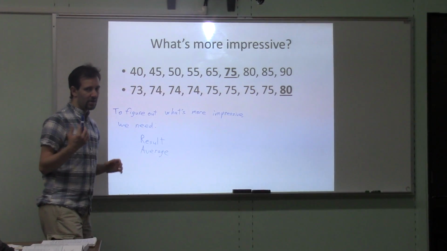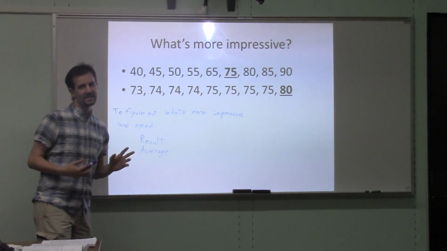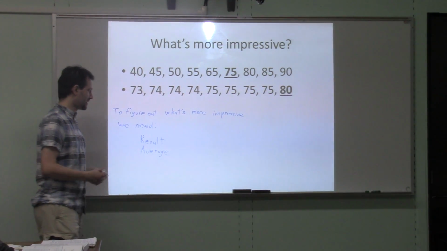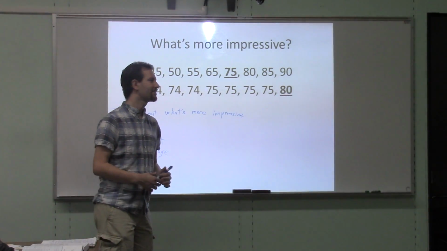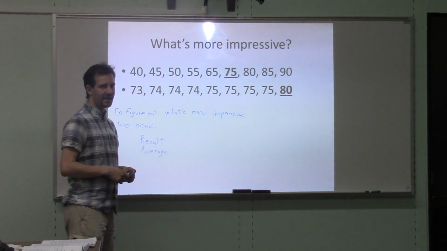So, we're going to find two ways to measure location in a distribution. One of them is a very simple way, percentiles, and the other way is more complicated, z-score.